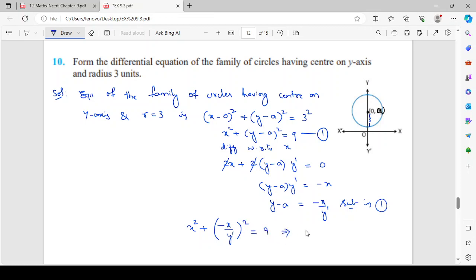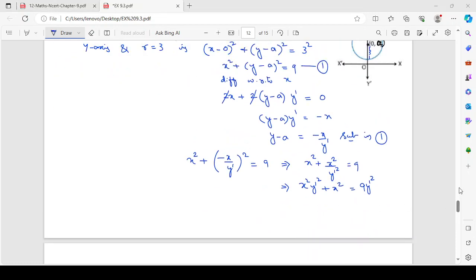If I simplify further, x square minus whole square is positive, x square by y dash square equal to 9. And further the LCM, if you take x square y dash square plus x square and y dash square, I am sending to the right hand side simultaneously. So this is the equation you will get. Further y dash square is there here, so I will take y dash square common. So x square, this minus 9 comes to the left hand side, plus x square equal to 0. So this is the required differential equation.